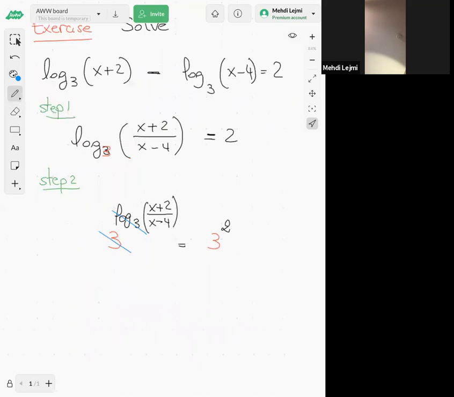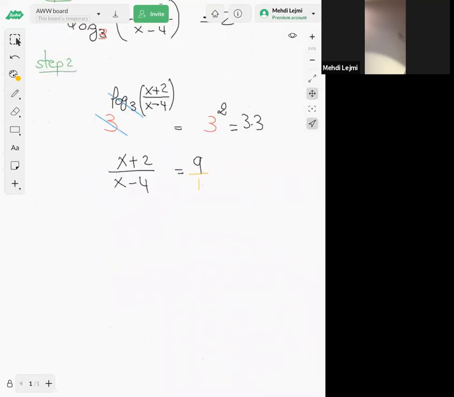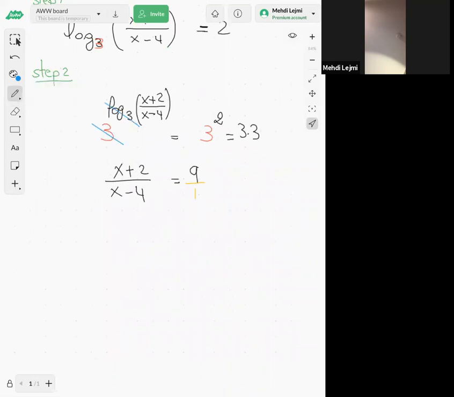And so it's just now x plus 2 over x minus 4. On the right side, that's 3 squared, of course, which is 3 times 3, and that will be 9. Now, I'm going to solve this equation, right? So I'm going to make this 9 look like a fraction, so that's 9 over 1. And so I'm going to just cross multiply, right? So then we have 9 times x minus 4 equals 1 times x plus 2.